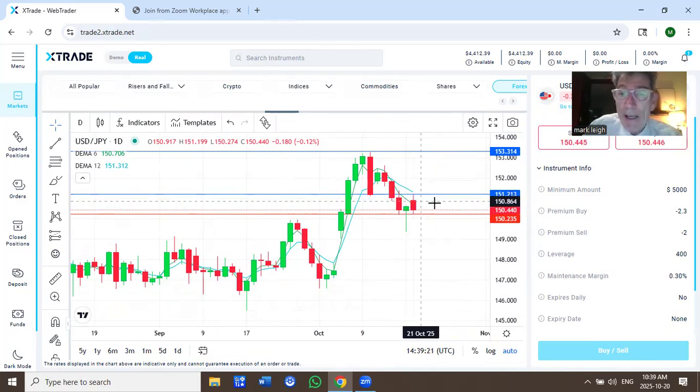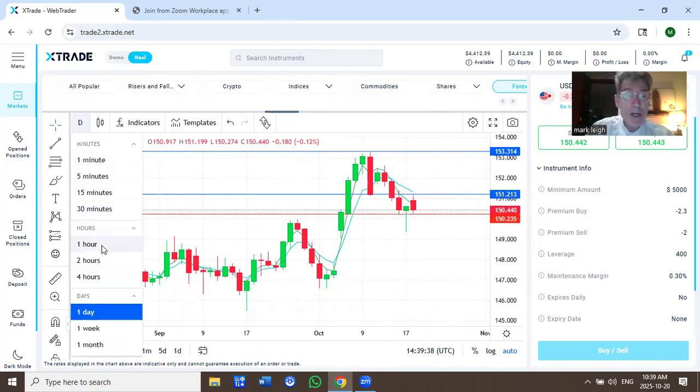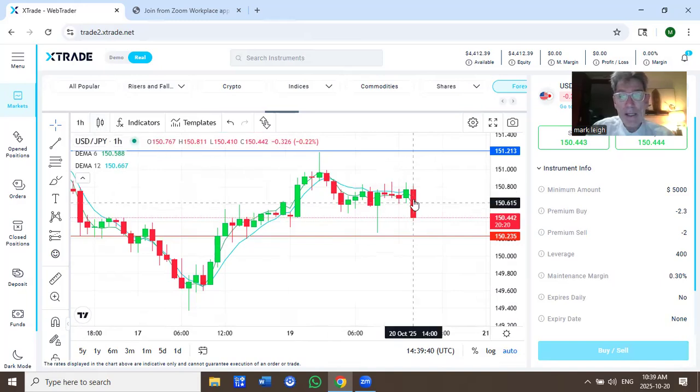It very early started strong. There's that wick that gave us resistance at 151.21. But right now, looking down at support at 150.23, that's a 100 pip range already as the US session gets underway. Red candlestick. Let's zoom in on that hourly.